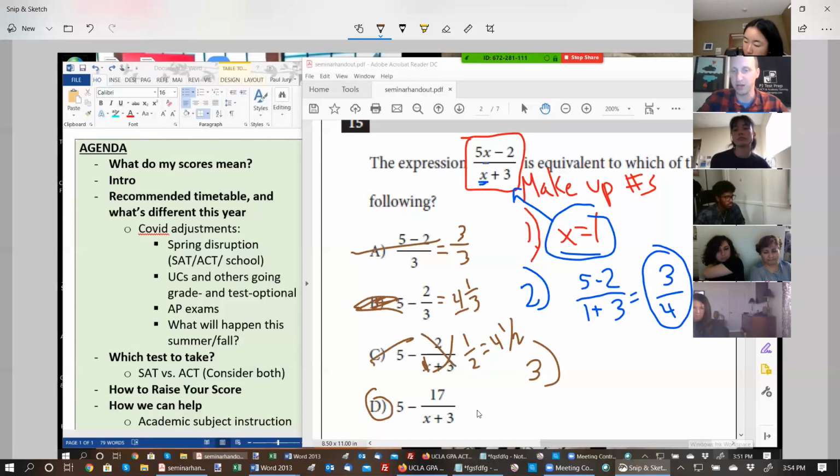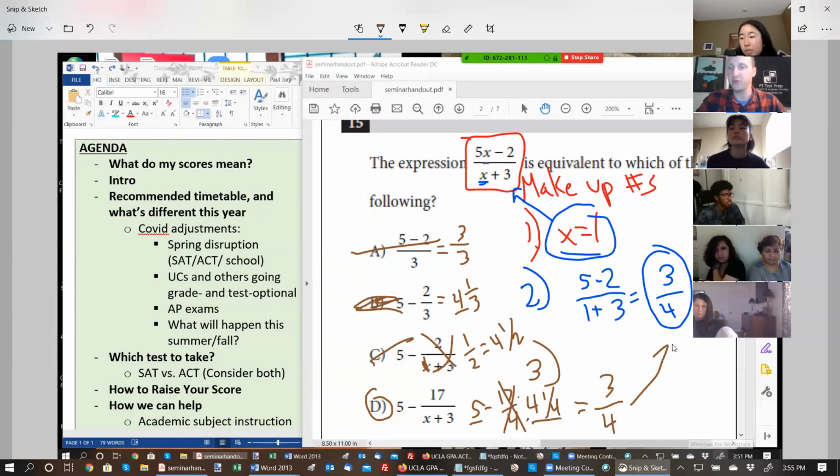And of course, if you plug this in, 5 minus 17/4. 17/4, that's ugly. Let me change that to 4 1/4, because of course 4 goes into 17 4 times with 1 left over. What is 5 minus 4 1/4, guys? 3/4, yay! Well, of course it is, because D was the right answer.